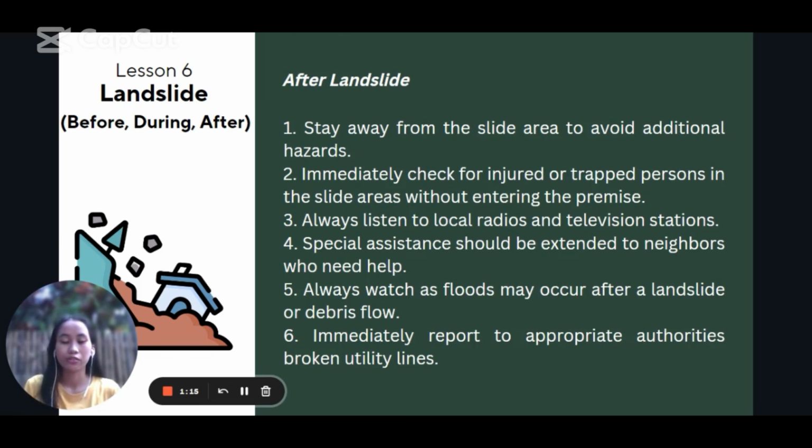After landslide. First is after the landslide, as soon as possible, you should move away from the slide area to avoid additional accidents.